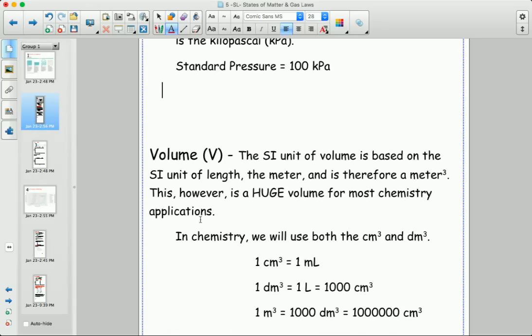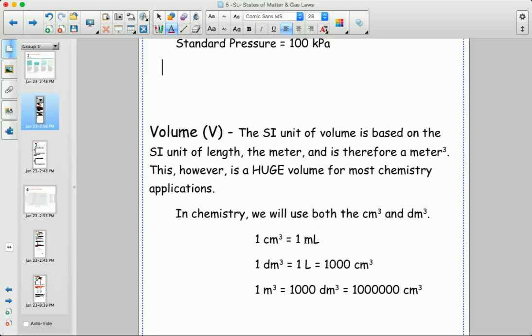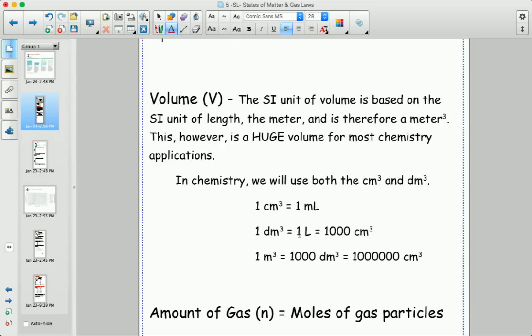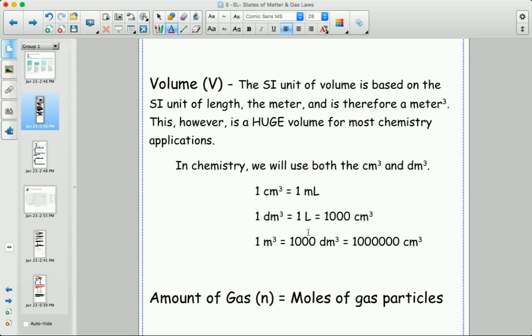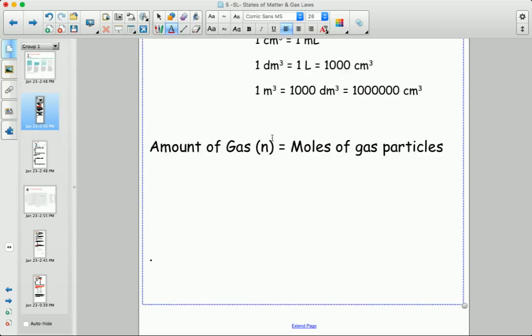For volume, we're going to mostly use the dm cubed, which is essentially the same as a liter. 1 cm cubed is a milliliter. 1 dm cubed is a liter. It's very important that you get familiar with using dm cubed and cm cubed, because that's what the IB will show you. And the last value that we're going to care about with gas laws is the amount of the gas, and so that's the moles of gas particles.